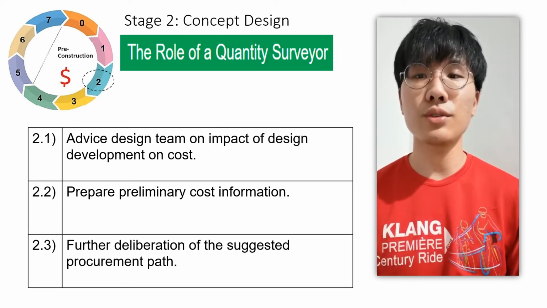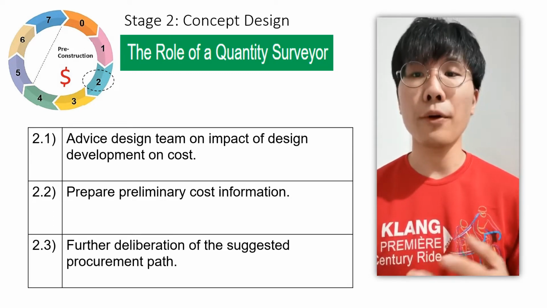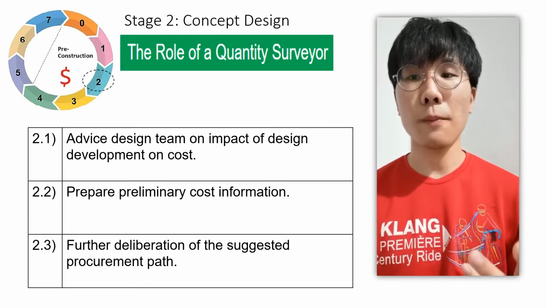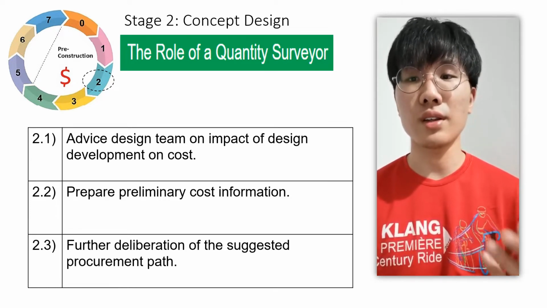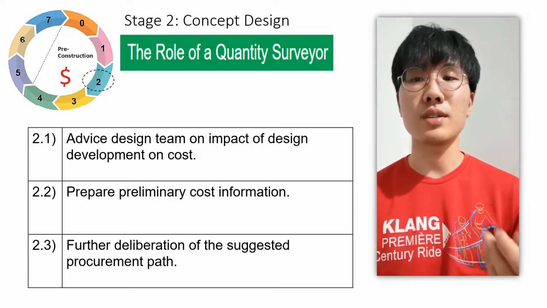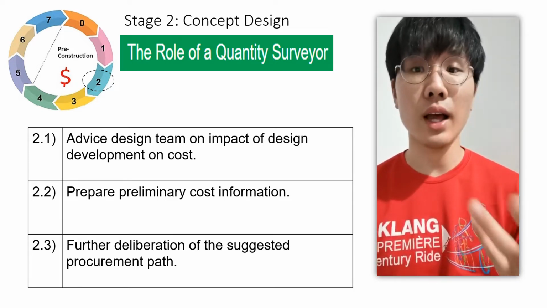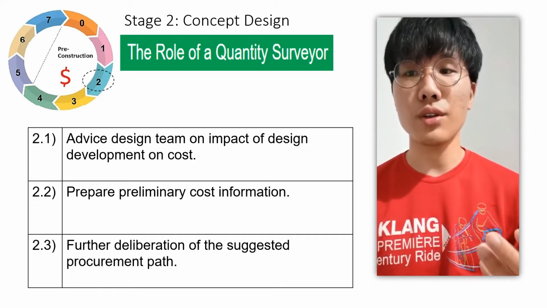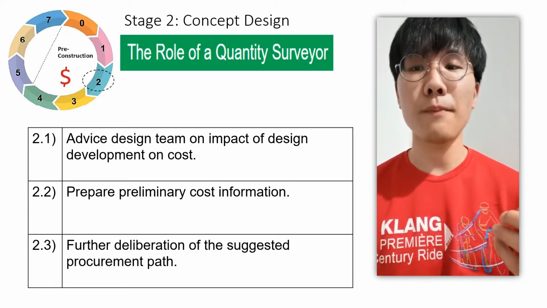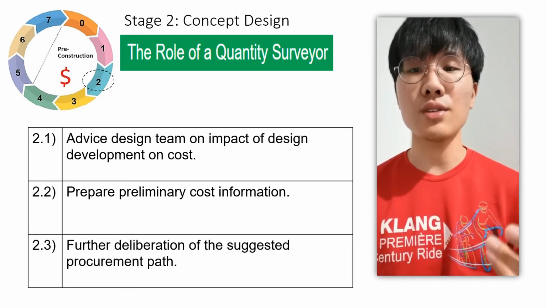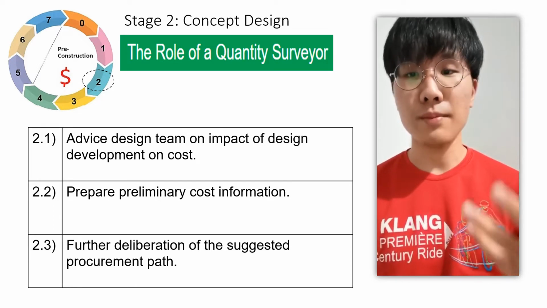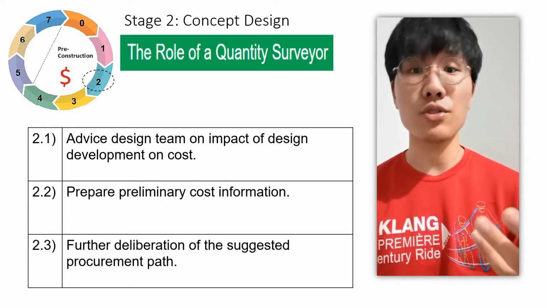The client will want their money to be spent sensibly, and the completed product must have the highest quality that the budget can afford. Next, the QS will need to prepare preliminary cost information that includes roughly calculated maintenance and operational costs for the concept design of the project and present it to the client. In the meantime, it is also the responsibility of the quantity surveyor to further deliberate the suggested procurement path from the previous stage and discuss contract matters with the client's legal advisors to establish a stronger and more efficient procurement strategy.